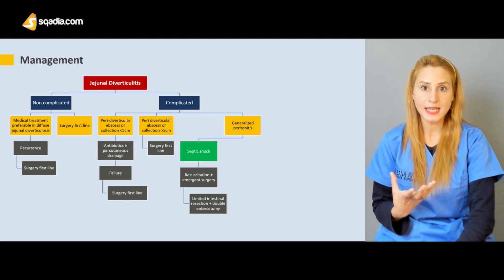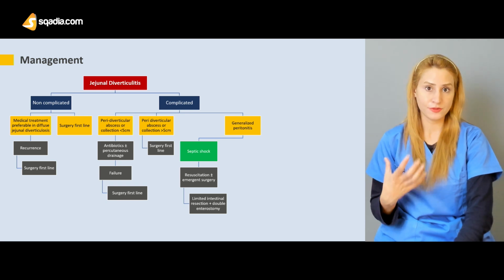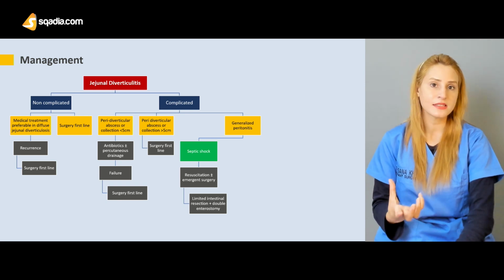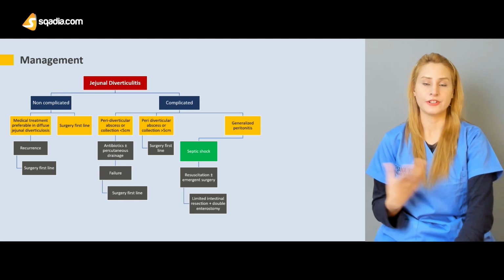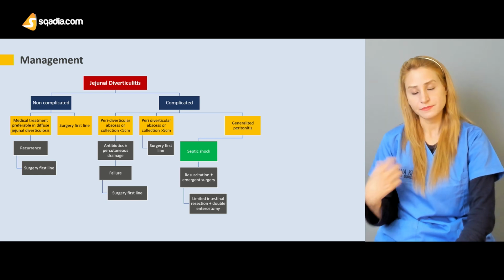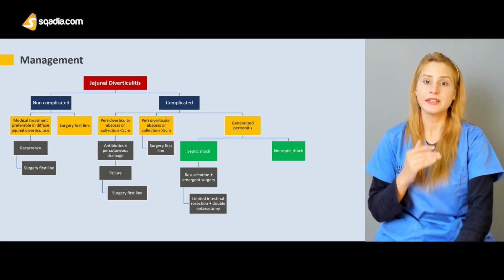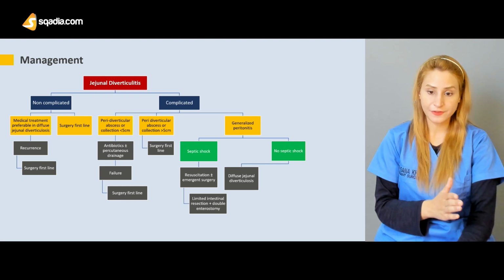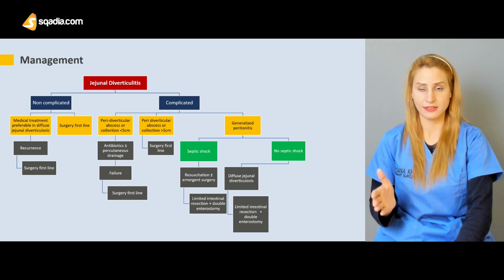If there's a lot of contamination and a lot of pus being drained, then it's not safe to go for a primary anastomosis. You make a stoma, you go for enterostomy, whatever you're doing. It's jejunal or ileal, depending upon the location of the diverticulum. And if there's no septic shock and there's a diffuse jejunal diverticulosis, then you go for limited intestinal resection.